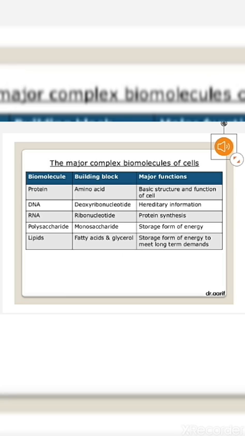DNA, deoxyribonucleic acid, is one of the substances which transfer the hereditary character from one generation to another generation. Their monomers are nucleotides, while RNA, which is responsible for protein synthesis, also has nucleotides as its monomer. There is a slight difference that we'll see in the coming slides.